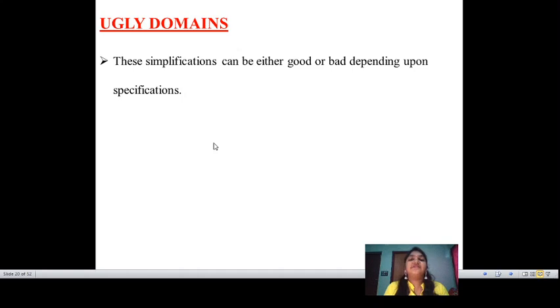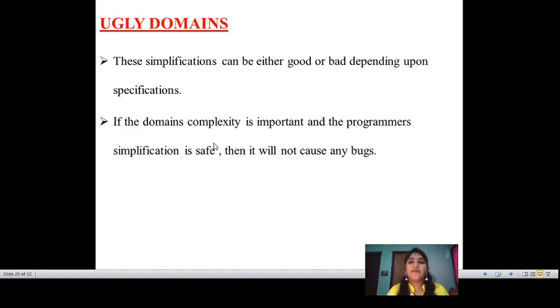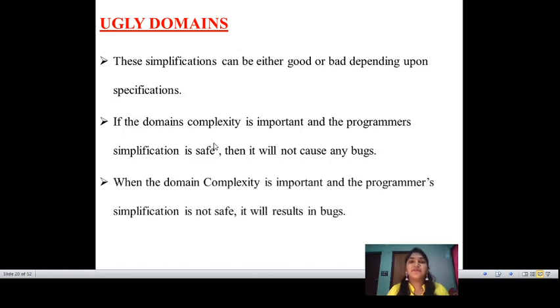And these simplifications can be either good or bad depending upon the specifications we have taken in the domain. If the domain complexity is important and the programmer's simplification is safe, then it does not cause any bugs. If the domain complexity is important and the simplification is not safe, it results in bugs.